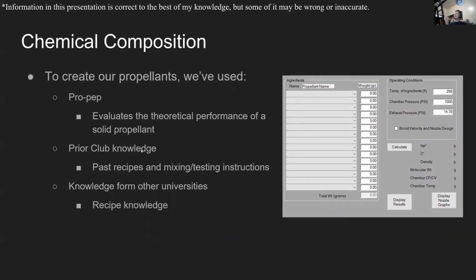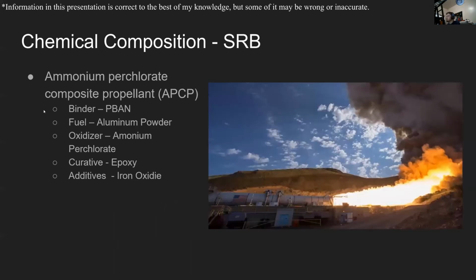Next thing, the chemical composition of a solid propellant. To create the propellants we've created, we're using ProPep, prior club knowledge, and knowledge from other universities. We had a couple of recipes that were packable and a couple of recipes that are pourable, more on that later. We compared the differences in the ratios and ingredients to determine what we think are the major differences that affect whether a propellant is pourable or packable. And we use ProPep to give us rough numbers for the Isp and other things of the motor so that we can start to burn sim or model it with other programs.